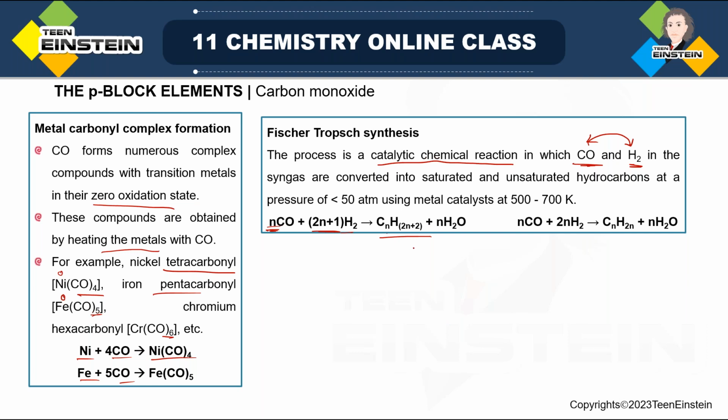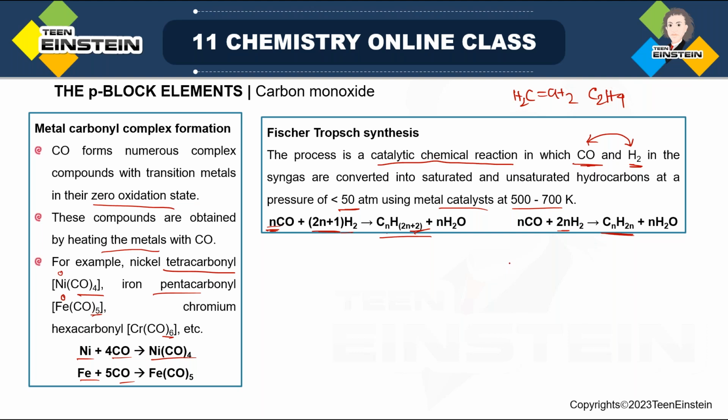Okay. So now, what about if you change the mole ratio from 2n+1 to 2n hydrogen, that is double the number of hydrogen? Now it will be CnH2n. Suppose n is 2, so it is C2H4. C2H4 is ethylene, that is H2C=CH2. So now it is unsaturated. This is saturated, this is unsaturated, and pressure is lesser than 50 atmosphere. And there is some use of metal catalyst, temperature is in this range. So this is a process where we are synthesizing hydrocarbons, both saturated or unsaturated.